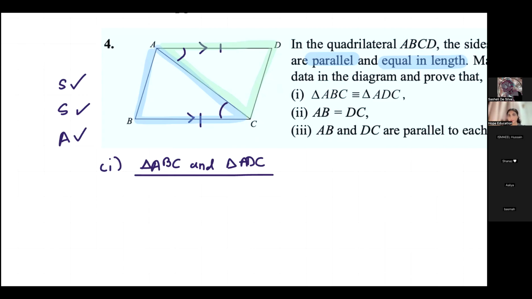Any question? Yes, miss. You taught us how to find the congruency with two ways, right? Like SAS and ASS. I get it confused every time. I don't know why. Which method to use? I get it confused all the time.